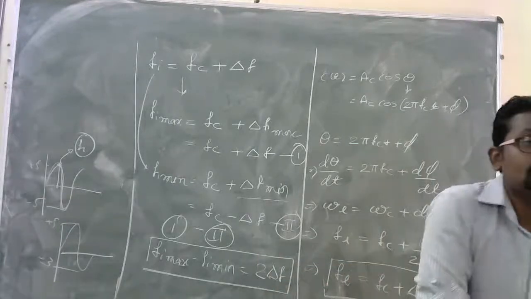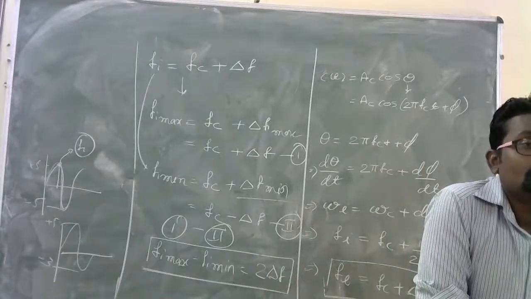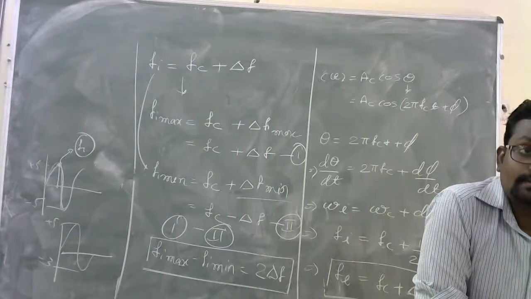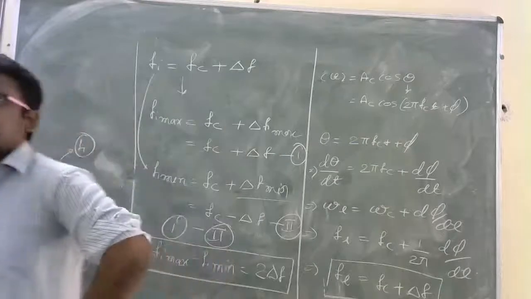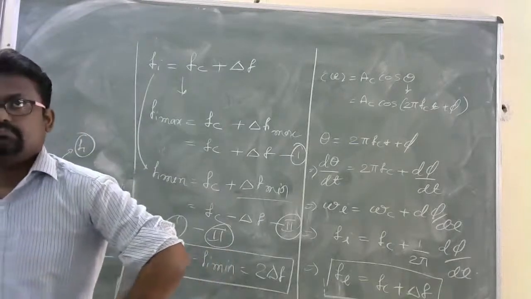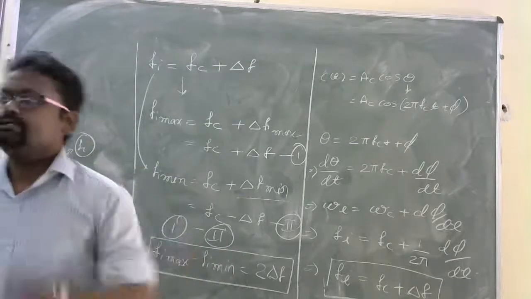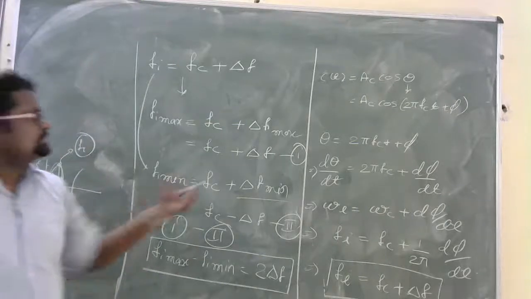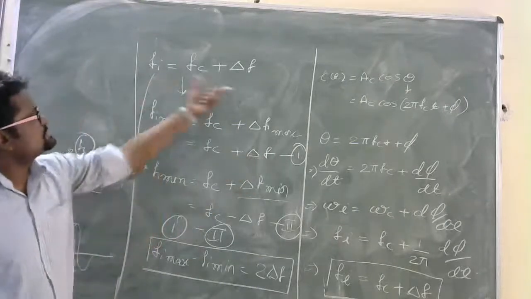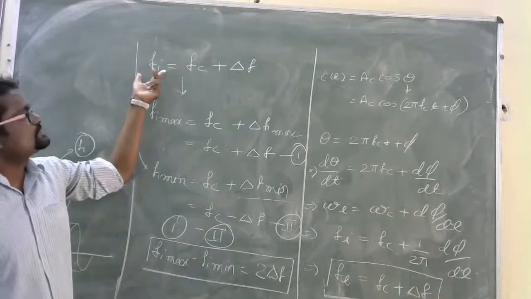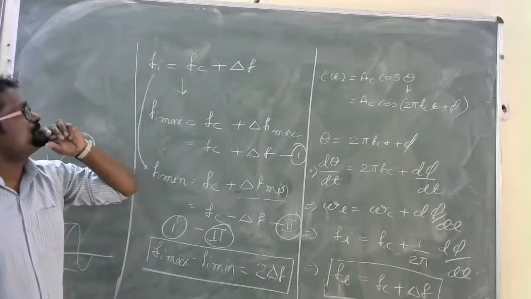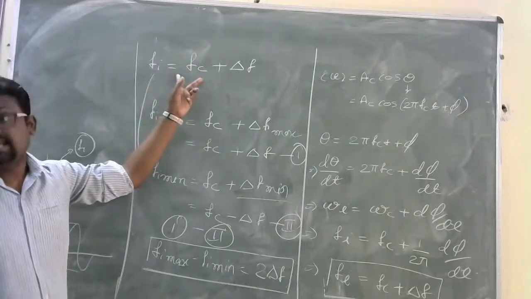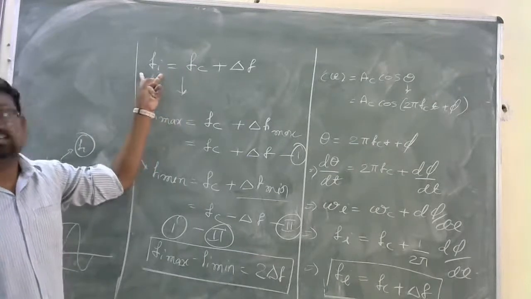Del F is known as... define the frequency deviation. Difference between instantaneous frequency and carrier frequency. Very good. Mathematically, we can say frequency deviation is the difference between instantaneous frequency and the carrier frequency. In other words, we can say the maximum change in the carrier frequency.